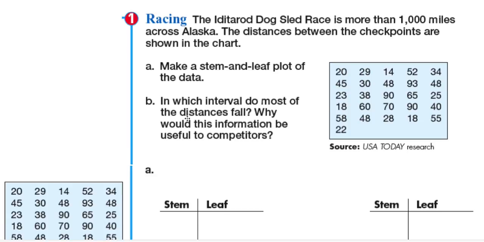In which interval do most of the distances fall? Why would this information be useful to competitors? So we will use this information. We will create a stem and leaf plot from this information, and let's see how this works.